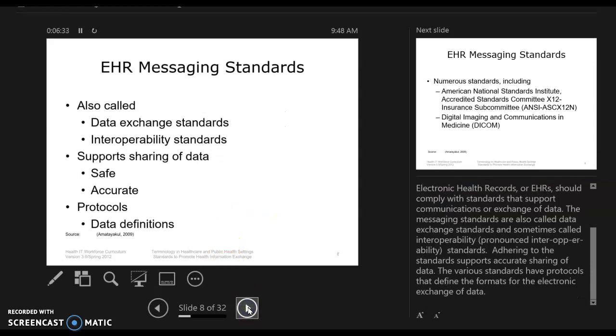Electronic health records, or EHRs, comply with standards that support communications or exchanges of data. The messaging standards are also called data exchange standards and sometimes called interoperability standards. Adhering to this standard supports accurate sharing of data. The various standards have protocols that define the formats for electronic exchange of data.